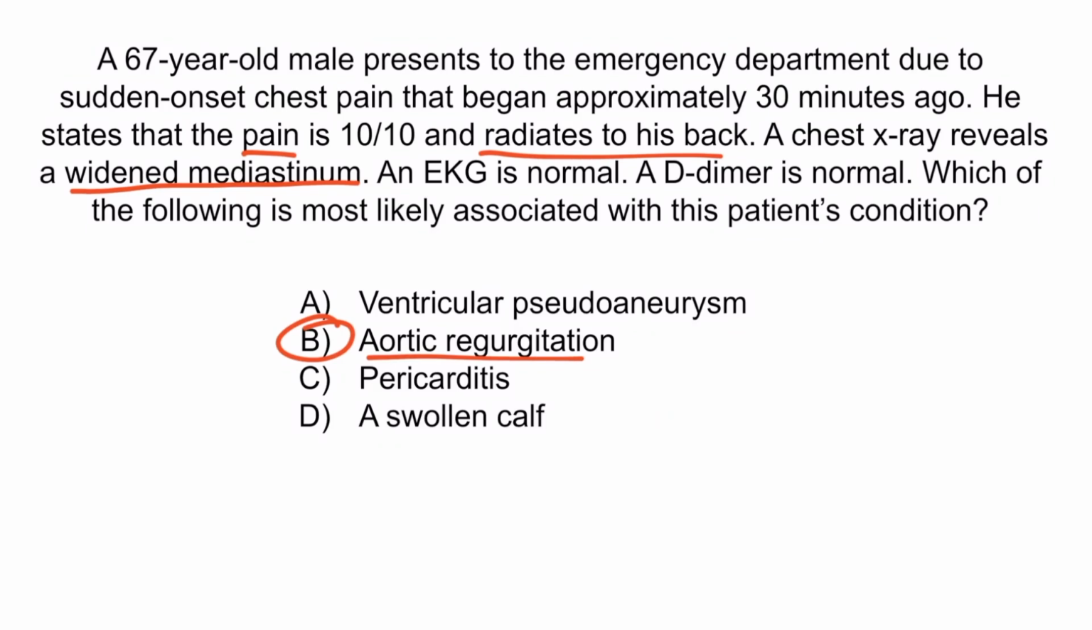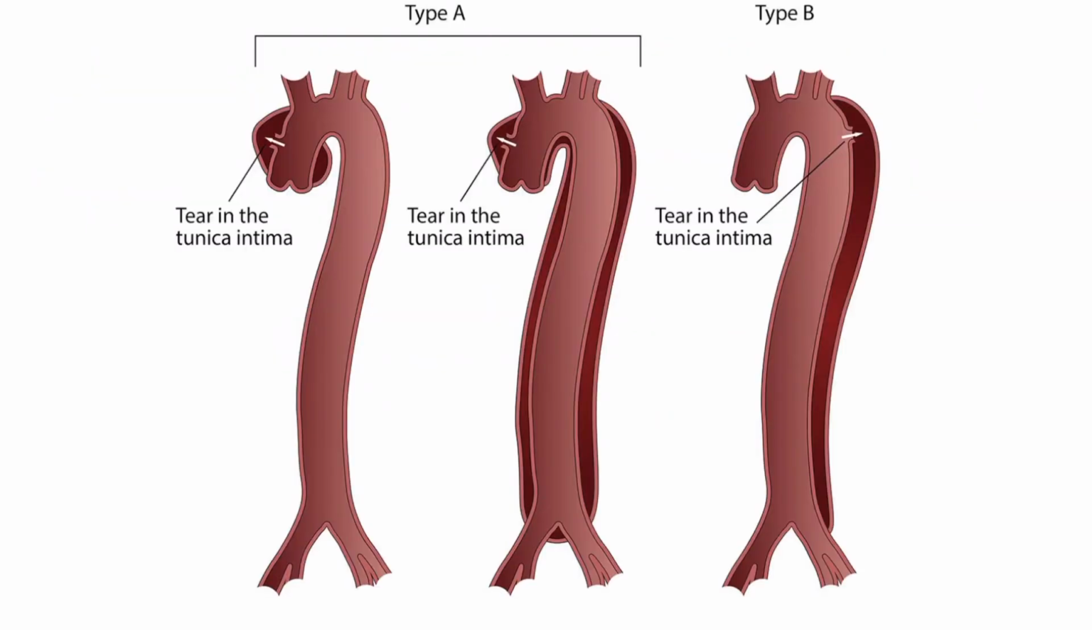Aortic regurgitation. Recall from this image that Stanford type A dissections can dissect in a way that involves the heart, so they can dissect downward like this towards the heart, and this can cause cardiac tamponade or aortic regurgitation.